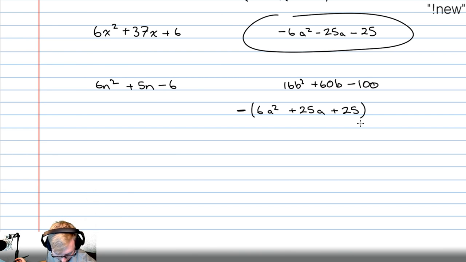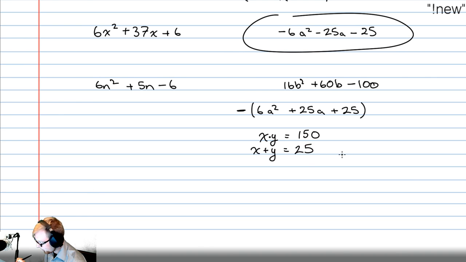Okay, so just rewrite the equation as negative 1 times 6a squared plus 25a plus 25. Okay. Now you have 150, and now positive numbers that add together to give you 25. This should make it a little simpler on you to find the factors. Now, if you want to cheat, you can look at the chat. If I want to cheat, look at the chat.